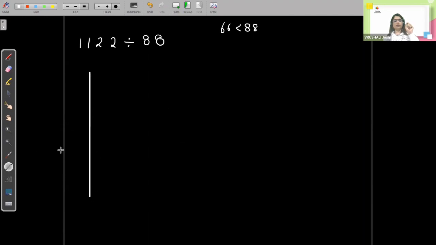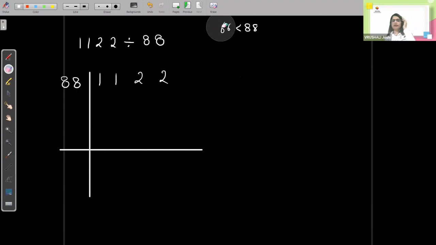For example, 1, 1, 2, 2 divided by 88. Arjun, in your mind, do you understand the base is 100? Yes, Arjun, unmute yourself. Base is equal to 100, correct? But you can think about it in the mind as well, right? Now, what is the number with which we are dividing? That is 88, right? Yes.